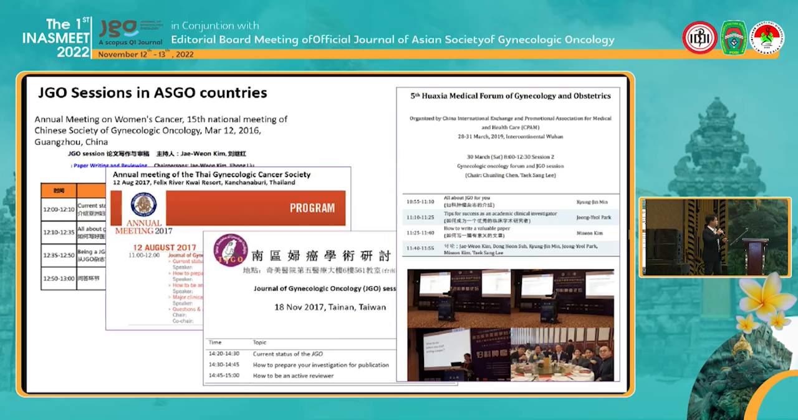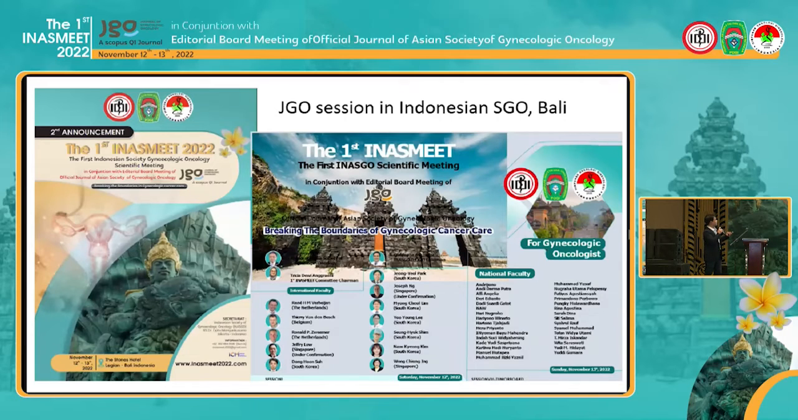And the previous JGO international activity, among them, JGO session, like this, from 2016, we visited domestic societies and held a JGO session. China, Thailand, and Taiwan. And lastly, just prior to the COVID situation, we visited Wuhan, the origin site of the COVID, just 3 months ago. And I'm so happy and glad to be invited. And thank you, all of you, Dr. Brahmana and Dr. Angi, for inviting us and holding a JGO session here.